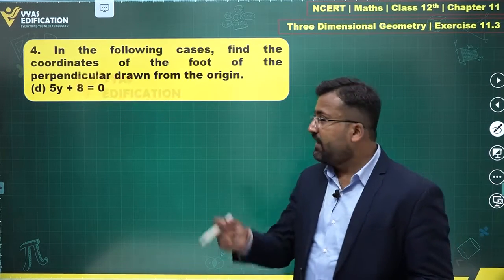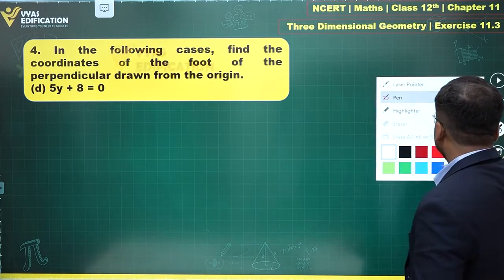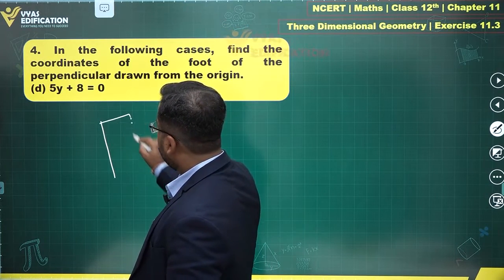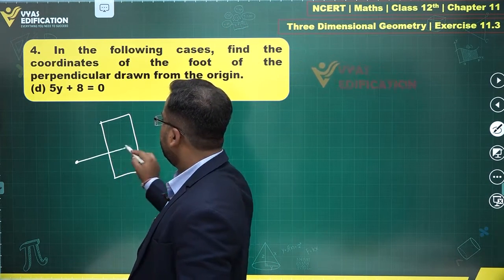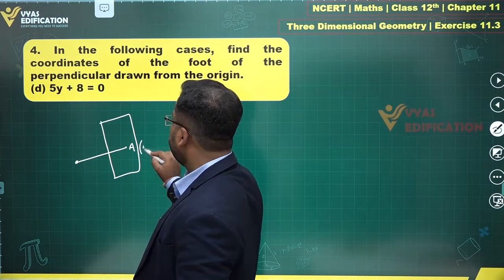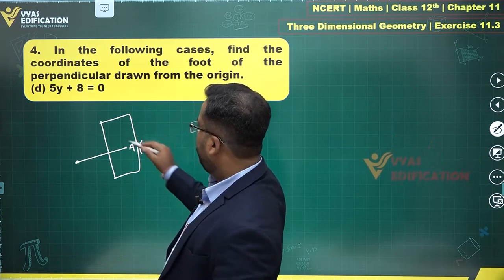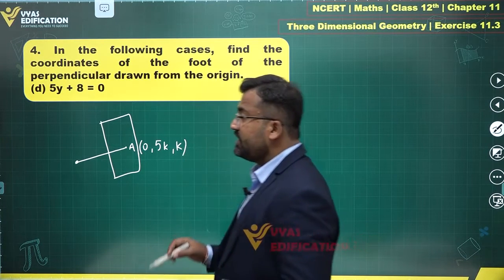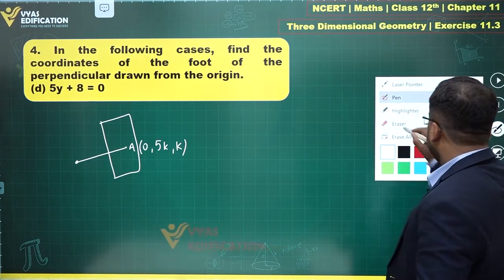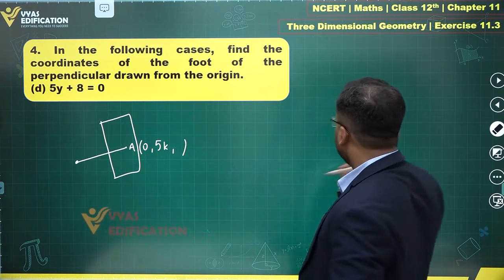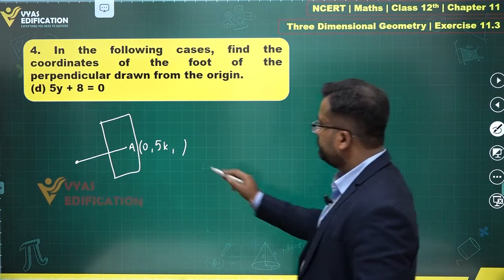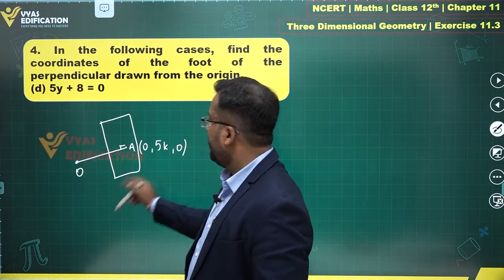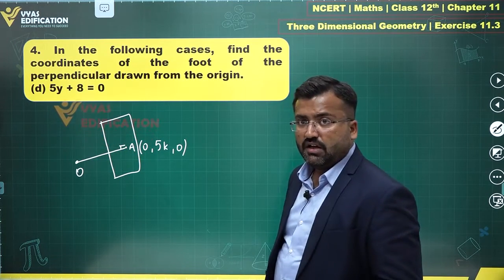In part D, we have 5y plus 8. So for the plane, this is A, and the coordinates will be 0, 5k, 0. There is no z coordinate, right? So the x coordinate and z coordinate will be 0. This is the perpendicular and this is the origin, and this particular point lies on that particular plane.